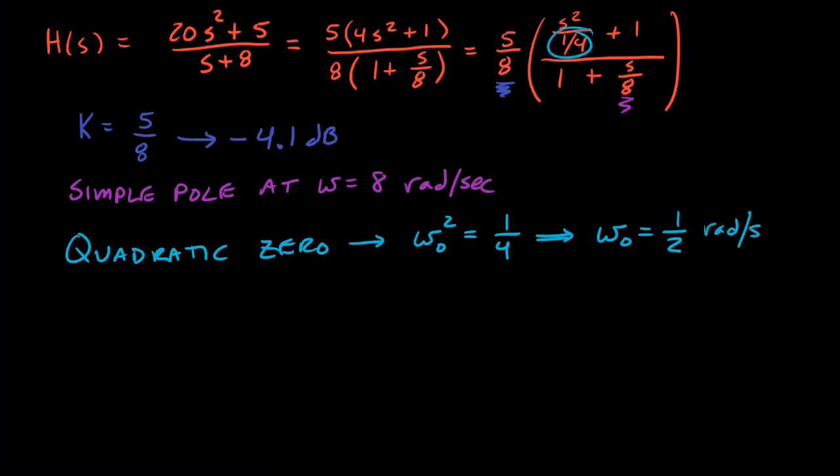Okay, and then since there's no middle term there, I know that zeta for this is 0. So this has no damping. And that's going to mean that we're going to have a peak in this zero. It's actually going to be headed toward negative infinity.